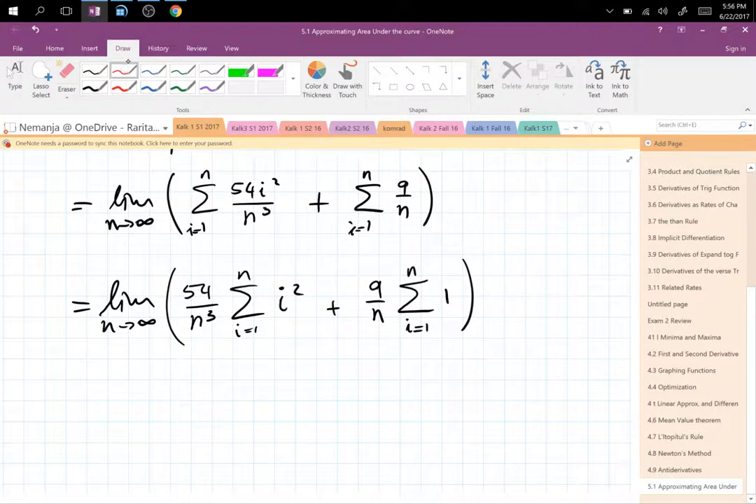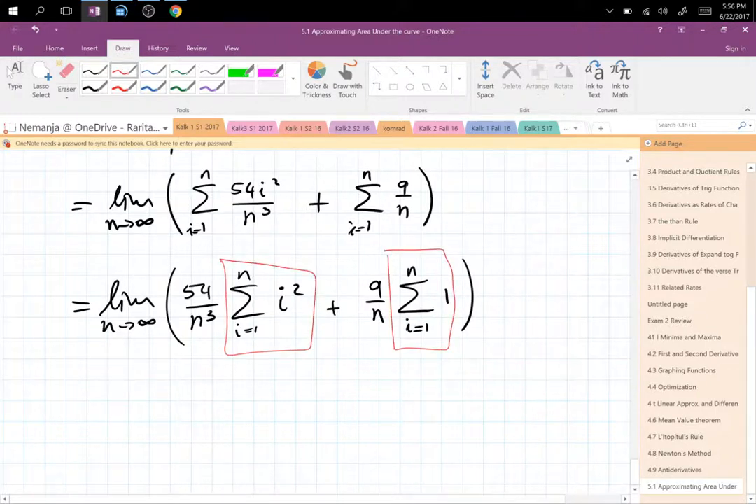Now, this and this, there are formulas in the textbook which tell you what these guys are equal to.